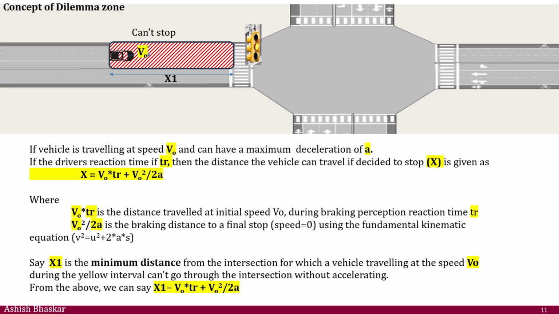So if you are in the x1, it's better you just try to clear the intersection. As I have already mentioned, this one is the distance that you will travel for your reaction time, and this is the distance you need to have a complete stop. So x1 is the minimum distance from the intersection for which a vehicle traveling at a speed V0 during a yellow time interval cannot go through the intersection without accelerating. If you are somewhere above this, you should be able to stop. Only in this region you can't stop, within the yellow time we specify.